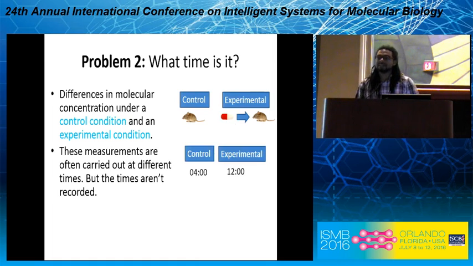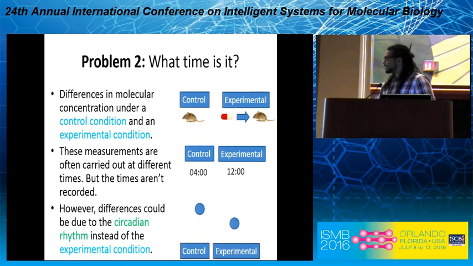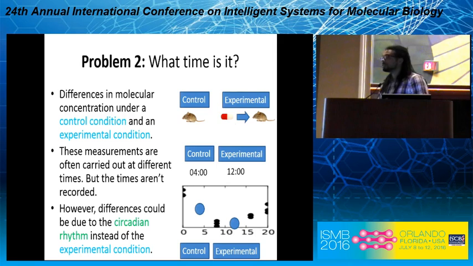However, these measurements are often taken at different times. So if we have a difference in the expression level, say in the experimental condition, in a certain gene, the expression level is lower, you might be tempted to come to the conclusion that the experimental condition inhibits the production of this gene. However, if we take circadian rhythms into account, it might just happen that due to circadian rhythms, the expression level in this gene is lower during this time of the day anyway.